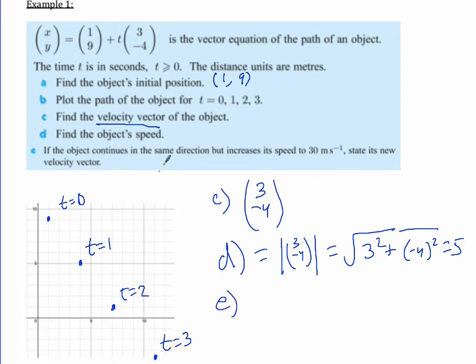If the object continues in the same direction and its speed increases to 30 meters per second, state its new velocity. So this is actually 5 kilometers per hour right now. So if we want to get it up to 30 kilometers per hour, then we can multiply this velocity vector by 6, and we get (18, -24) as the new velocity vector.